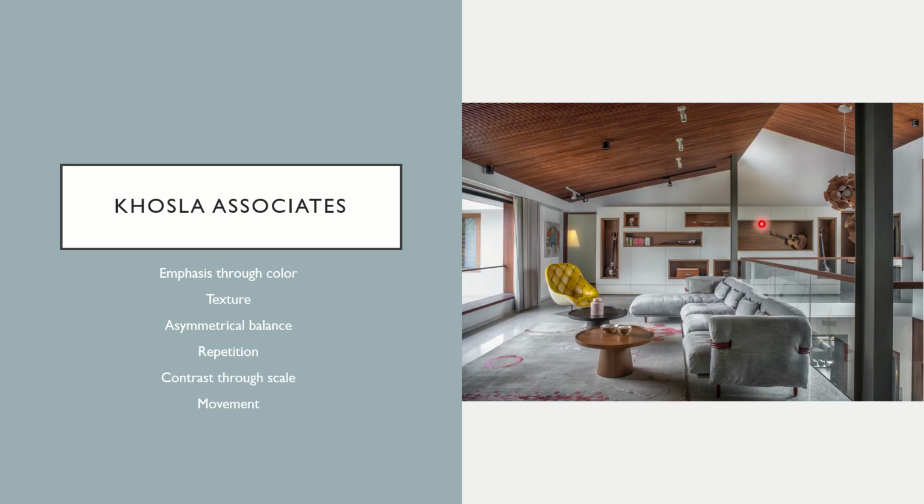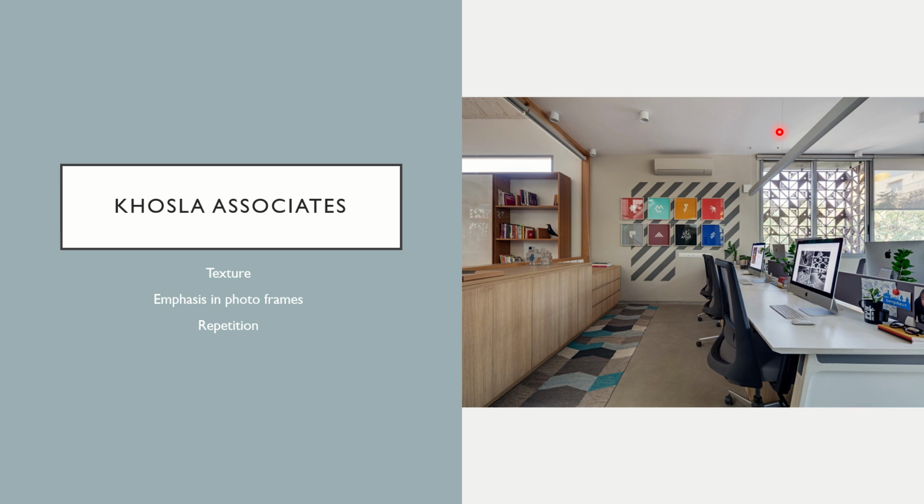In this picture we can see emphasis through color with this yellow chair. We can see the texture on the roof, we can see the texture on the rug, and we can find an asymmetrical balance if we divide the picture this way. We can see the contrast through scale with this large sofa also, and we can find some kind of movement in this way. So moving ahead in this picture, we can find a good texture here.